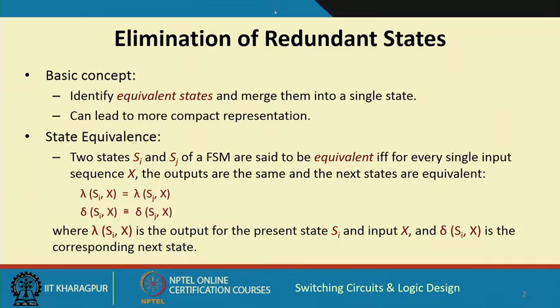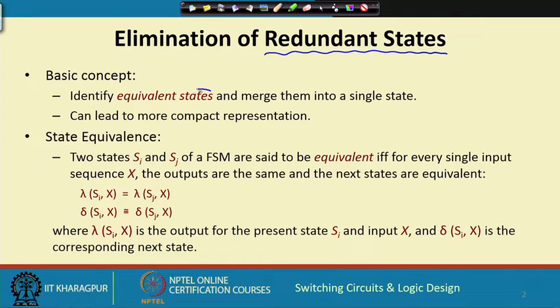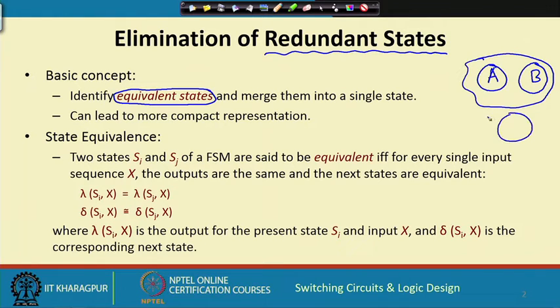Okay. So, here we are talking about the issue of elimination of redundant states. Now, the concept of elimination of redundant state is to identify something called equivalent states. So, the basic concept is we want to identify equivalent states. For example, in a finite state machine, we can find out that two states, let us say A and B, they are equivalent. So, we can merge them together into a single state. That will make our FSM smaller, and that is expected to lead to a more compact representation.